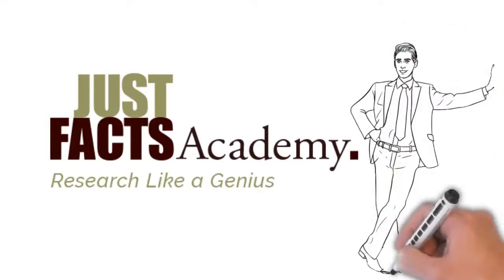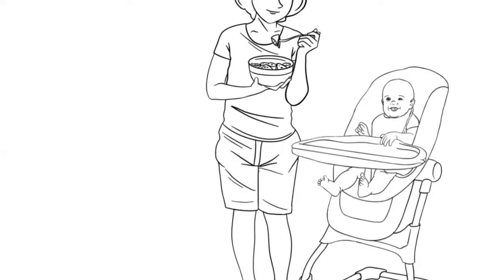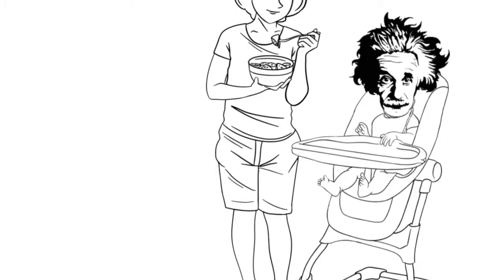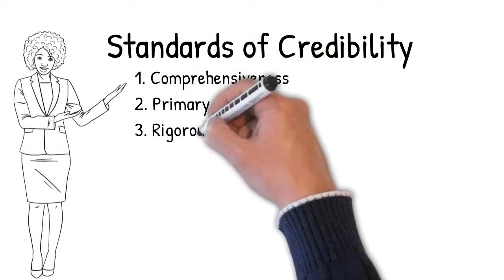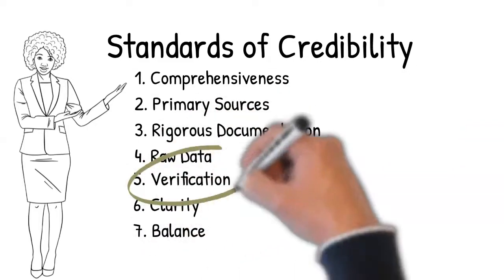Welcome back to Just Facts Academy, where you learn how to research like a genius. Let me remind you, you don't need to be born an Einstein to be a great researcher. You simply need to put in the effort and apply the 7 standards of credibility that we share in this video series. Today's lesson, verification.